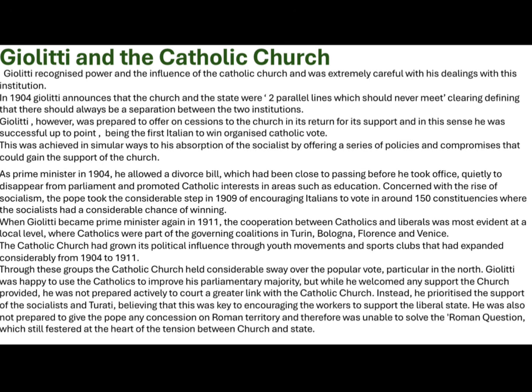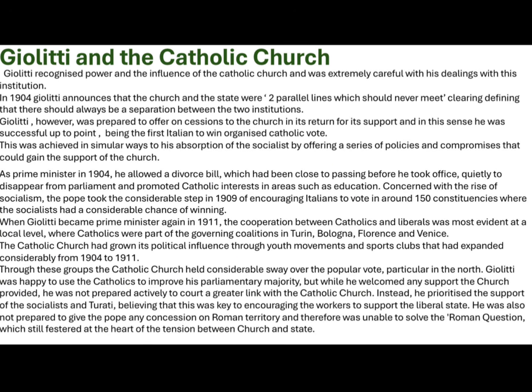education. Concerned with the rise of socialism, the Pope took the considerable step in 1909 of encouraging Italians to vote in around 150 constituencies where the socialists had a considerable chance of winning. When Giolitti became Prime Minister again in 1911, the cooperation between Catholics and Liberals was most evident at local level, where Catholics were part of the governing coalition in Turin, Bologna, Florence and Venice.